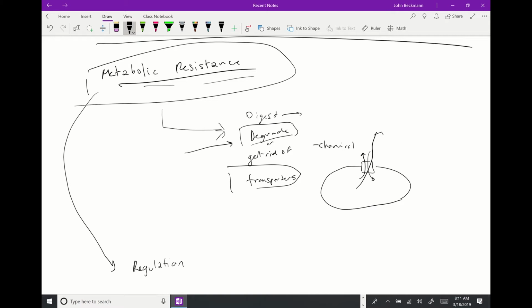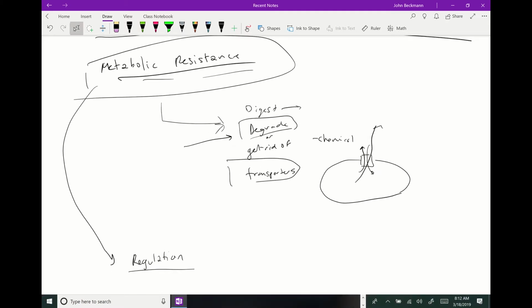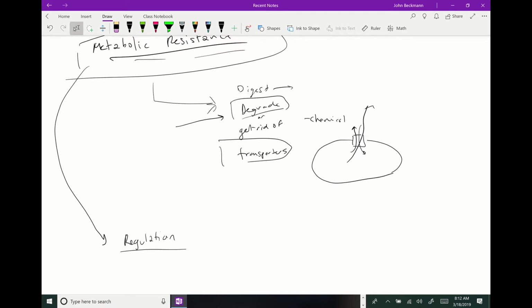A lot of the metabolic resistance is related to regulatory resistance. I don't know if you'd call it regulatory, but regulation. When I say regulation, what do you think of? Turning genes on and off. Yeah, exactly. Turning genes on and off.